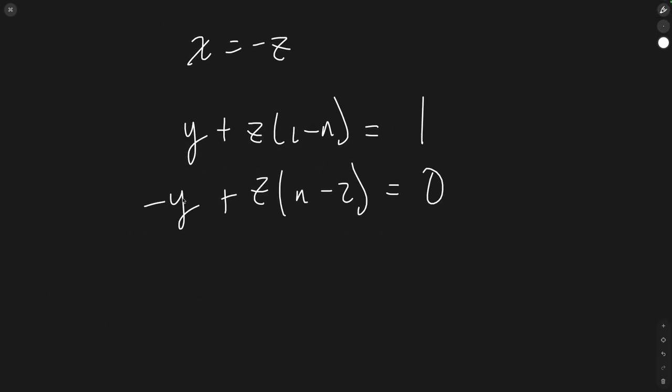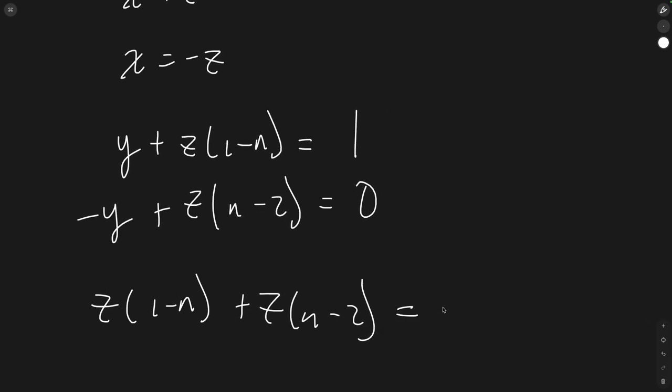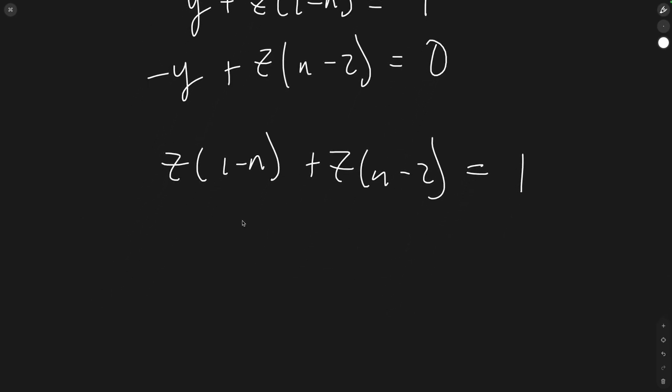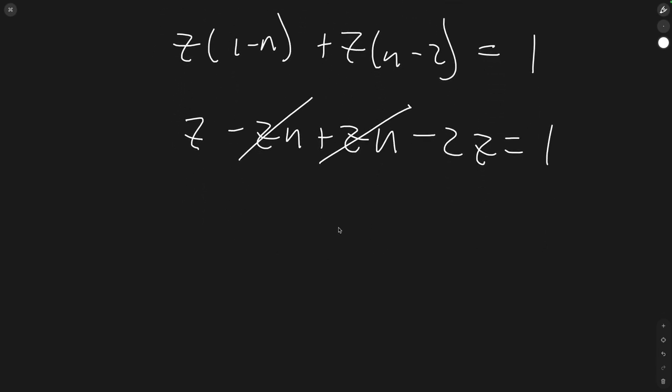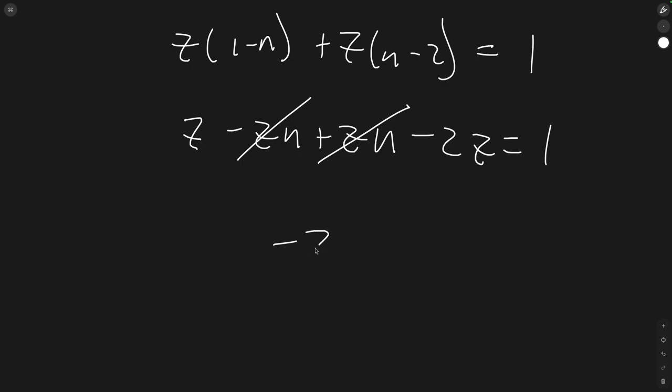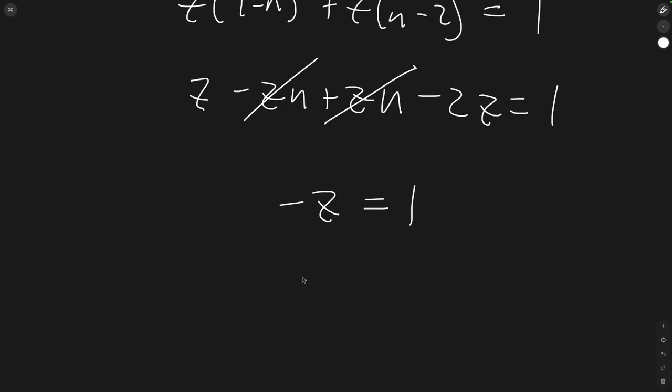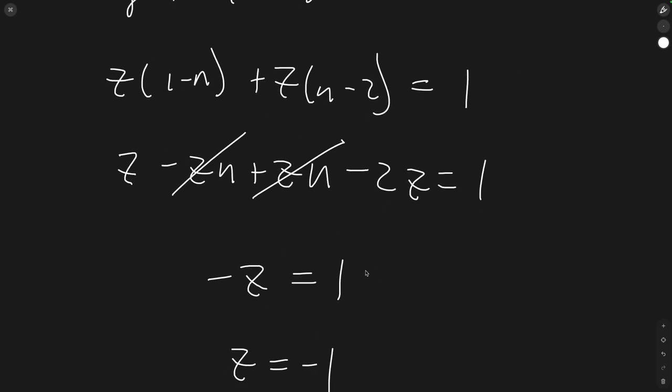So I'm going to add these equations again. So y minus y is 0. z times 1 minus n plus z times n minus 2. 1 plus 0 is 1. And we'll distribute. So z minus zn plus zn minus twice z equals 1. Negative zn plus zn looks familiar. z minus 2z, okay, negative z equals 1. z is negative 1 yet again.